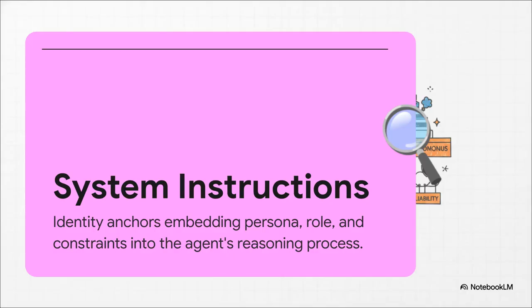But here's the thing. Memory isn't enough on its own. The agent needs to know who it is. And that is exactly where system instructions come in. These aren't just polite suggestions. They are strict identity anchors deeply embedded right into the agent's reasoning process.